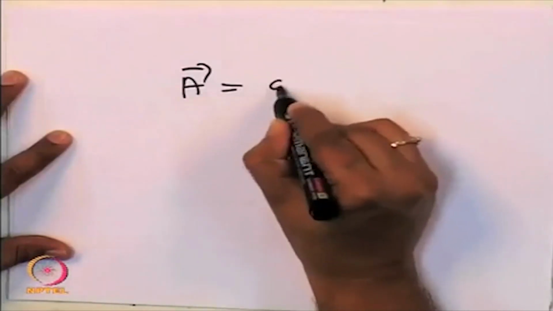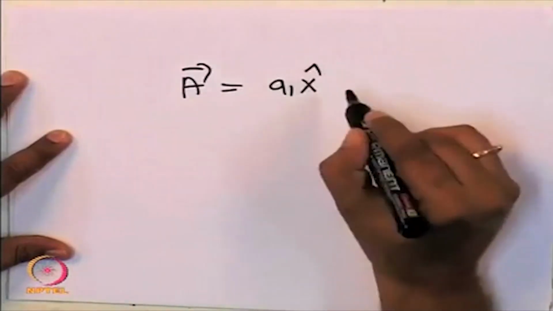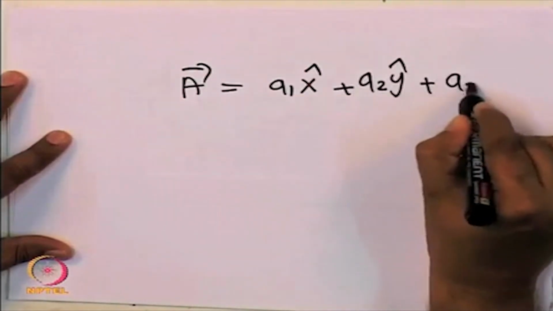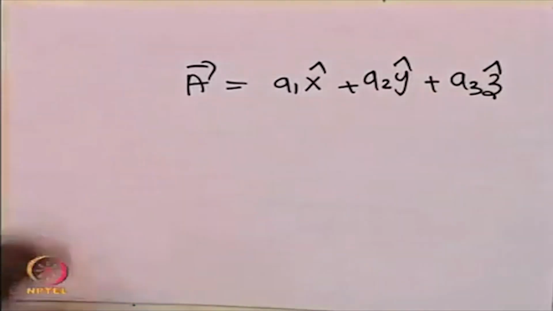So, let us generalize this to 3 dimensions. We know that any vector in 3 dimensions will have 3 components, just like a vector in 2D has x and y components, a vector in 3D will have 3 components x, y and z. So, any vector A in 3 dimensions will have some component along the x axis, some component along the y axis, and some component along the z axis. If you take such generalized 3D vectors, how do we add and subtract them?